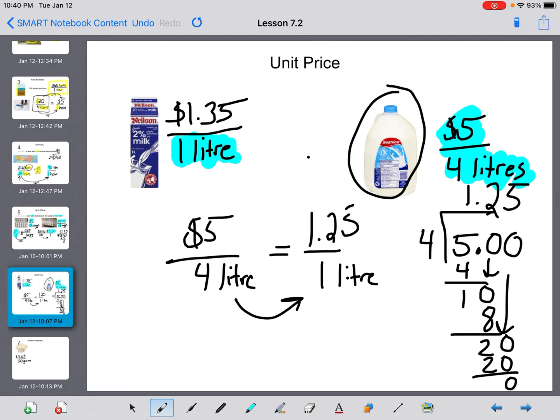And it is actually a bit cheaper. It's $1.25 for 1 liter. So you would say that this is the better rate, which is also the most cost-effective way to buy milk.